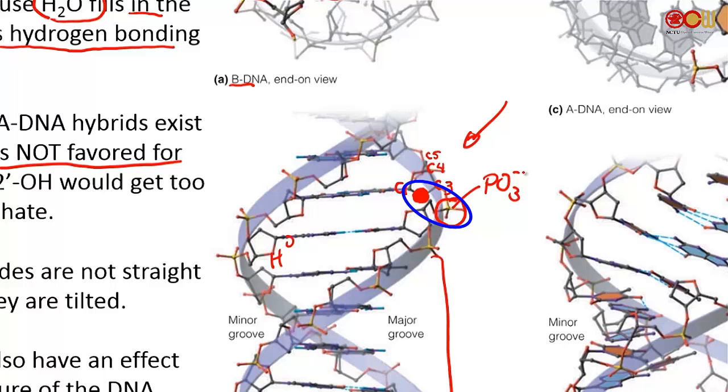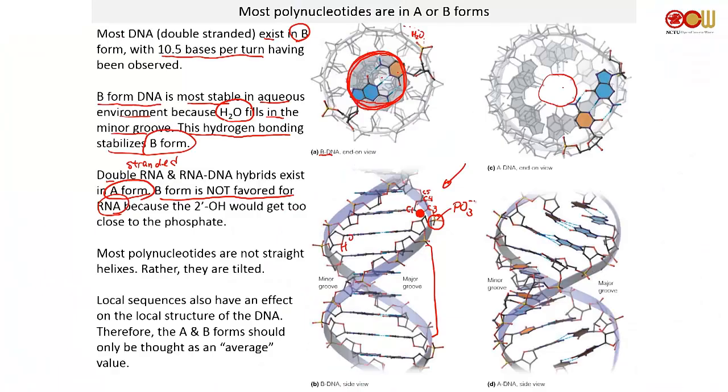But if you have RNA, RNA will have an OH group coming out of this carbon, right? So you have an OH group sticking out, and it will get too close to your phosphate, so the B form structure is not as favorable for RNAs. Does that make sense? In B form DNA ordering, your phosphate gets too close to C2. So if you have a hydroxyl group on C2, it will cause problems with structures hitting each other. So RNA prefers to have A form rather than B form.